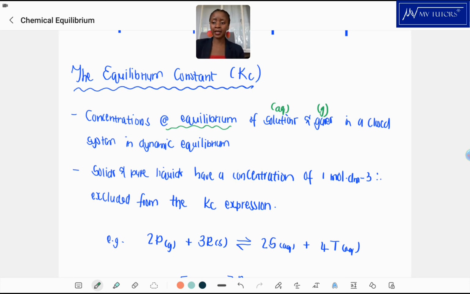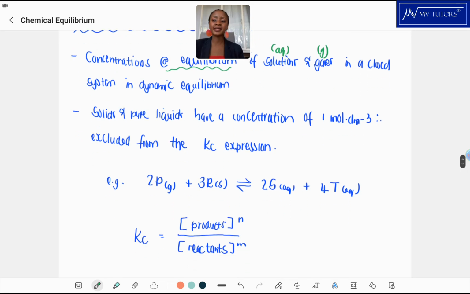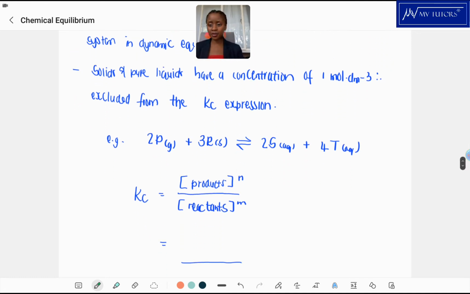So I have an example here. Let's say these are your reactants: 2P, which is a gas, and 3R, which is a solid. And then our products: 2S, which is a solution, as well as 4T, which is a solution. If you were told to calculate the Kc constant, you would take the concentrations at equilibrium of the products, and for each term, its coefficient, the number next to it, you will put in the exponent.